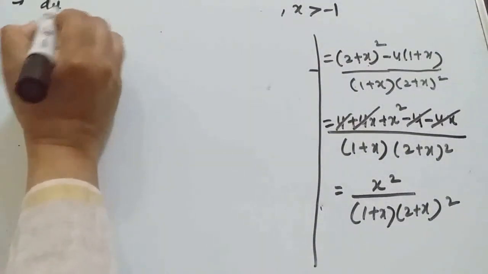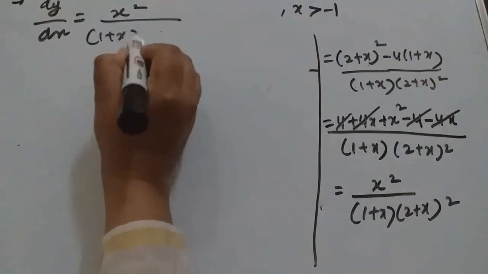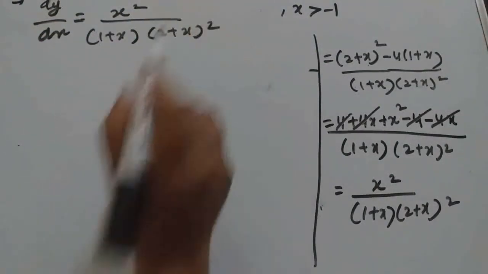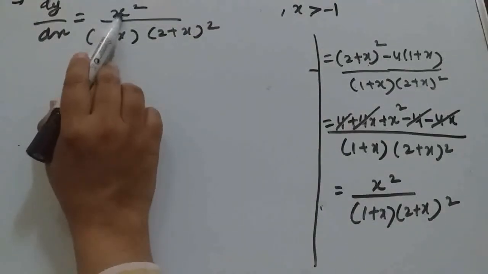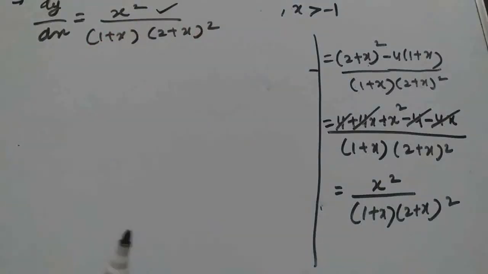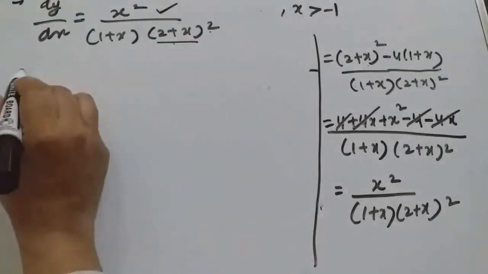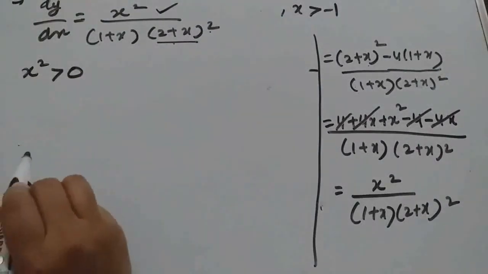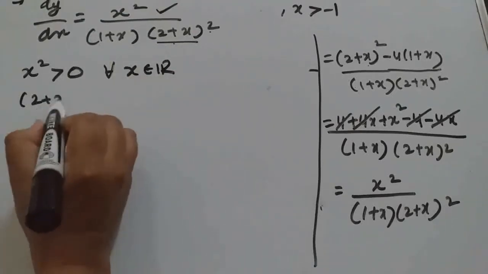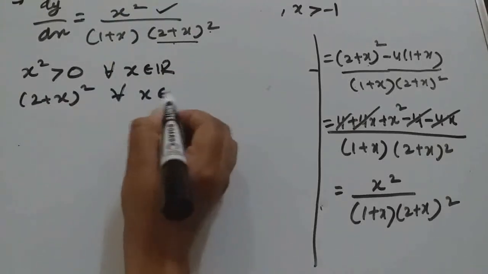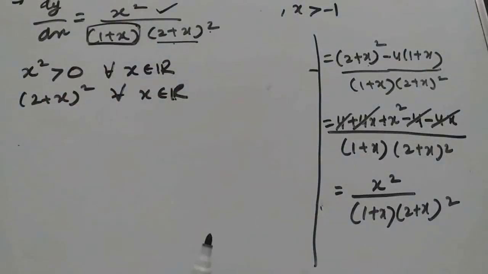dy by dx is what we got, x² by (1 + x)(2 + x)². Now x² is a square number, square of any number will be positive, so the numerator will always be positive. This bracket is also a square, so this will always be positive. So we can write x² is always positive for all x belongs to R, and (2 + x)² is always positive, isn't it? The only thing is this bracket we should check here, 1 + x.